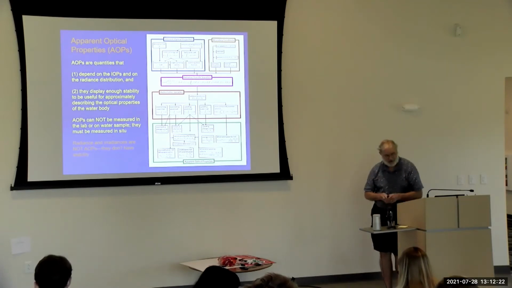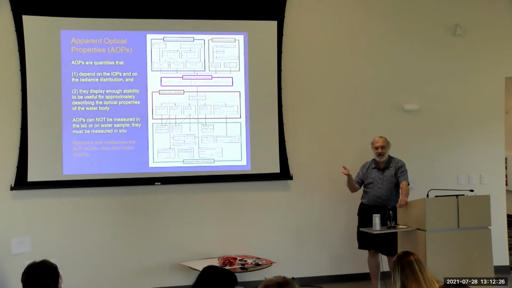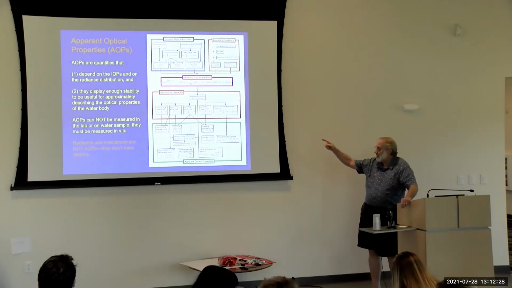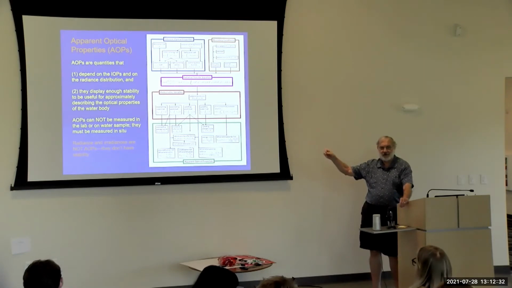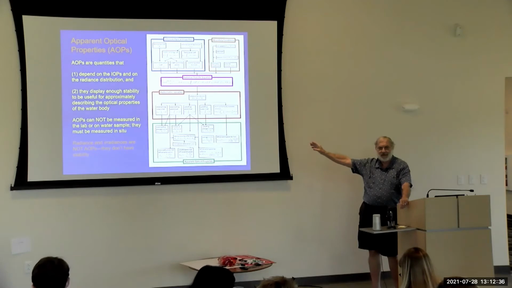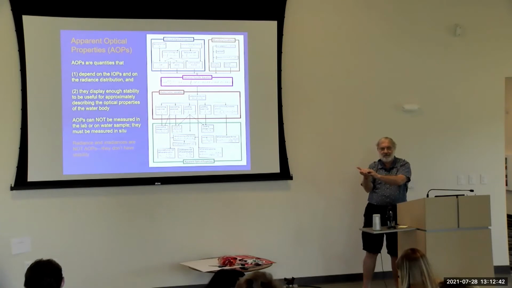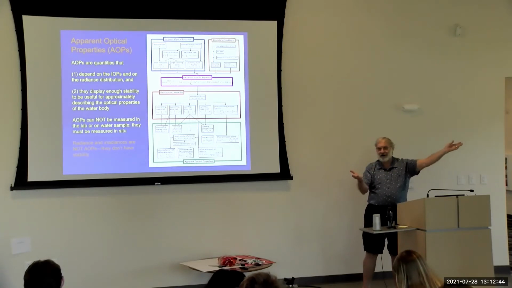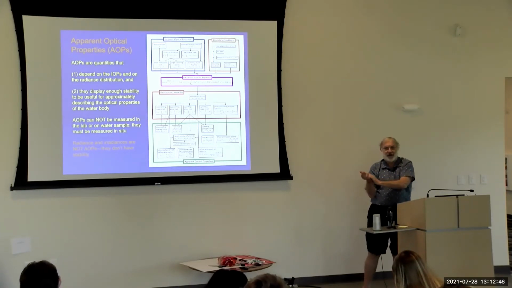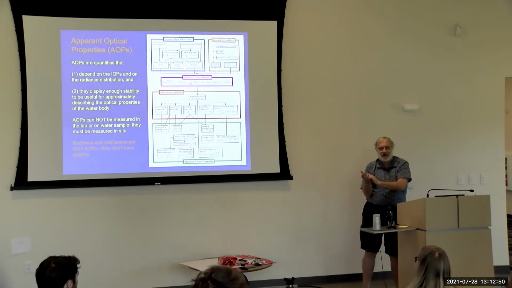Well, what's that mean? Okay, let's take the downwelling plane irradiance, ED. It depends on the IOPs. It depends on the radiance distribution. So it satisfies the first half of the definition. But you're measuring the ED here, the sun's out, you get some number, the sun goes behind a cloud, ED could change by a factor of 10 in 2 seconds. So there's no stability there.